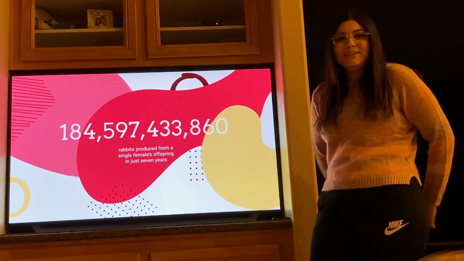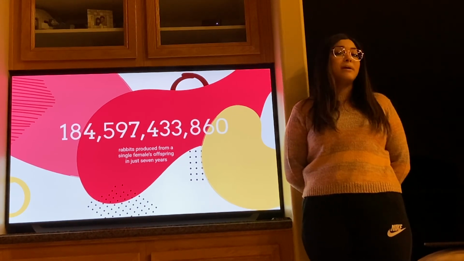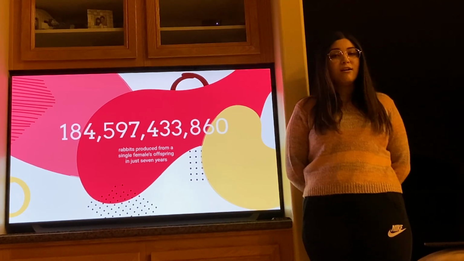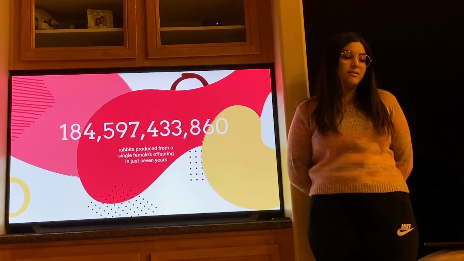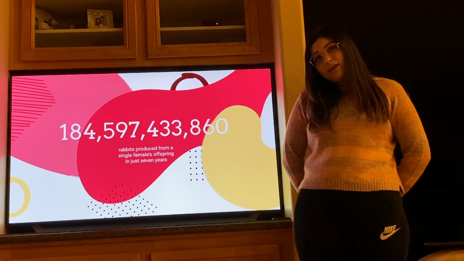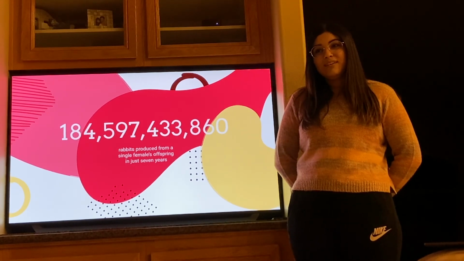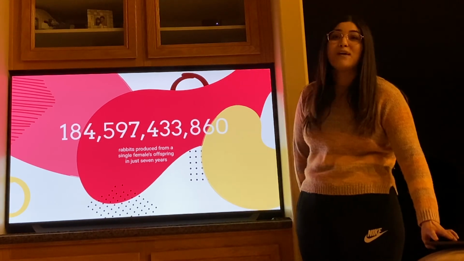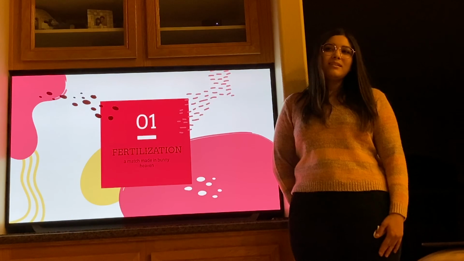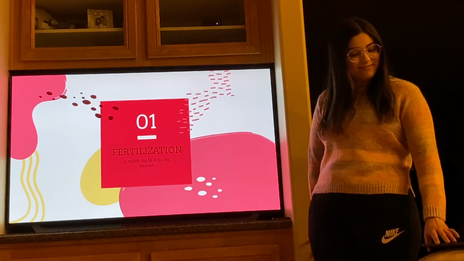It's a big number. So 184 billion, 597 million, 433,860 rabbits can be produced from one single female rabbit's offspring in just 7 years. So if you multiply that by that number, that will give you a good estimate of how many rabbits are here in the world. So now let's begin talking about fertilization, a match made in bunny heaven.